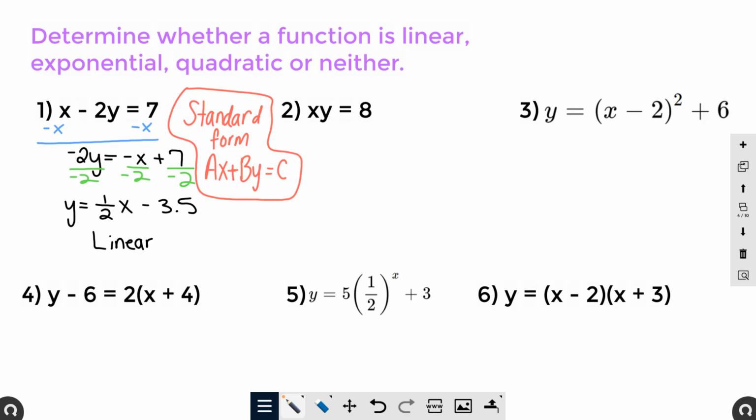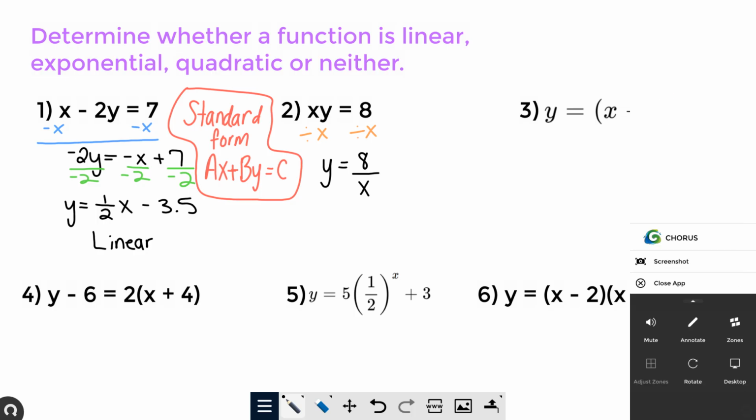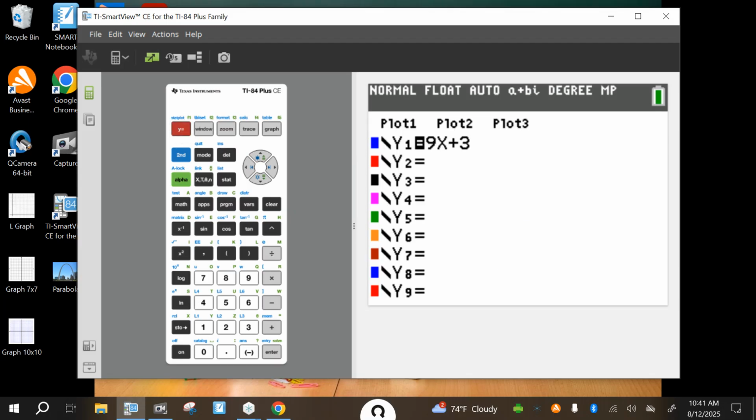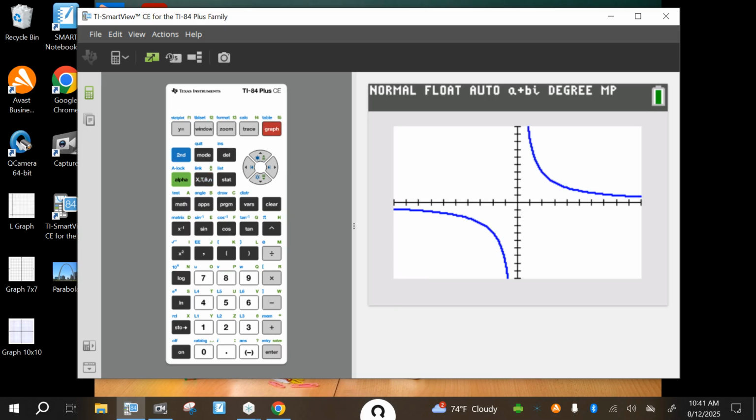All right, problem 2. XY equals 8. Write that down. What would you do to get y by itself? Divide the x. Now, when you divide by x, that means x is in our denominator, right? We're dividing by x, so x has to stay there. Have we done anything where x is in our denominator? No. Let's go to our calculator and let's make a graph of this. So everybody go to y equals real quick. And let's type in 8 divided by x in y equals. And then hit graph.